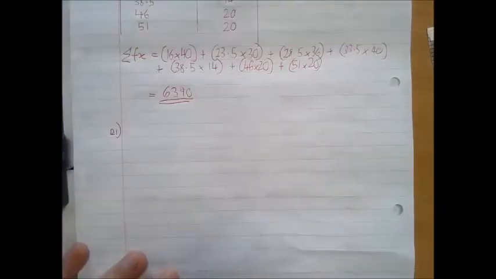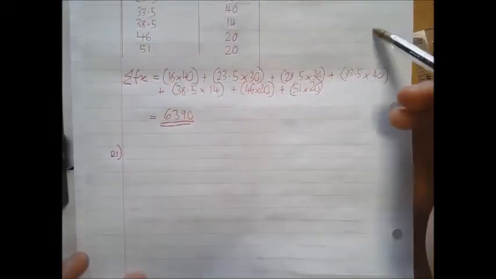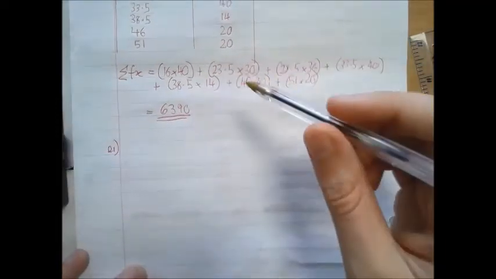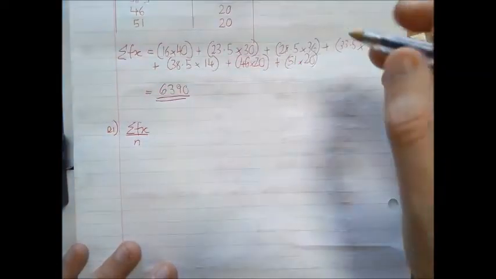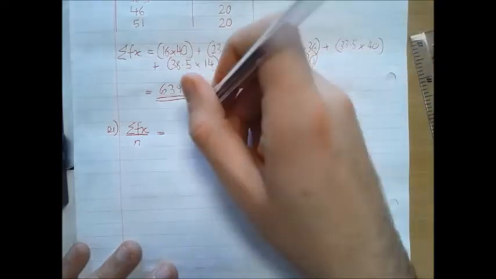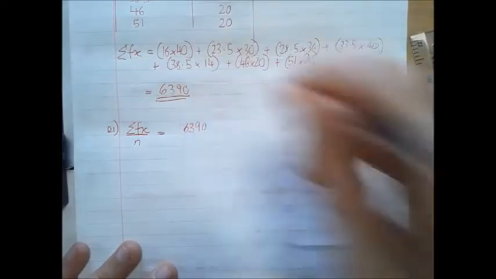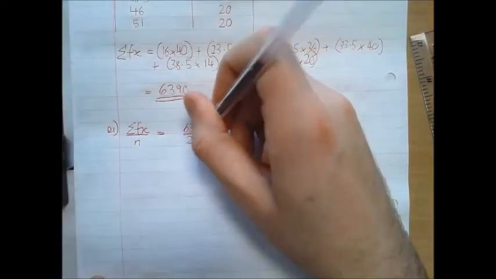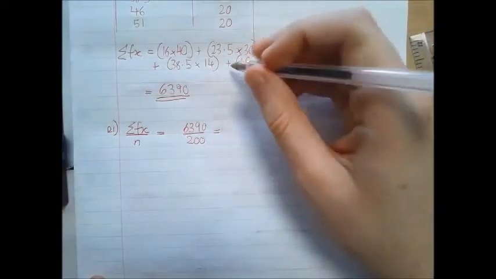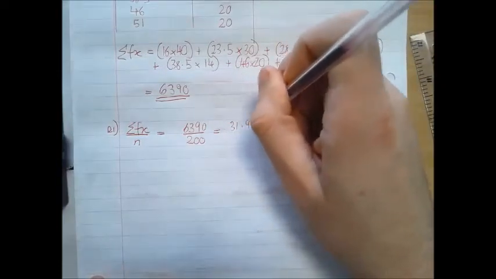Okay, so given that the sum of fx squared is 238,430. For part E, we want to calculate estimates for the mean. Now, in the previous question we worked out the sum of fx. The mean is simply the sum of fx over n. So that'll just mean 6,390 divided by our n, which was 200, and that will give us 31.95.